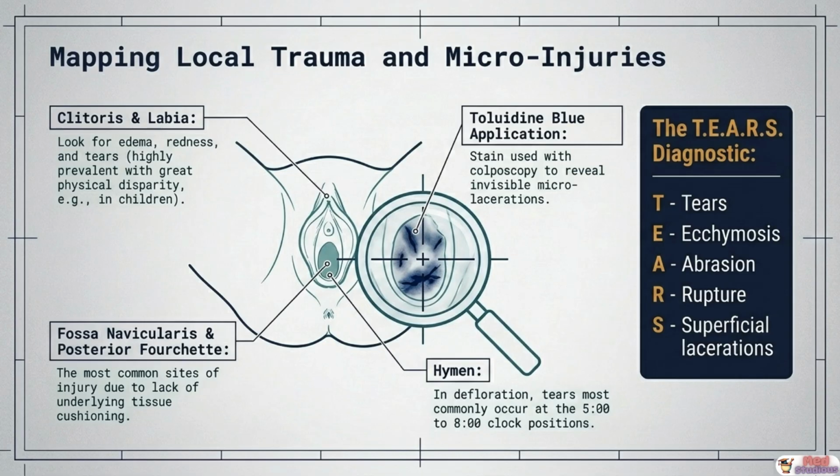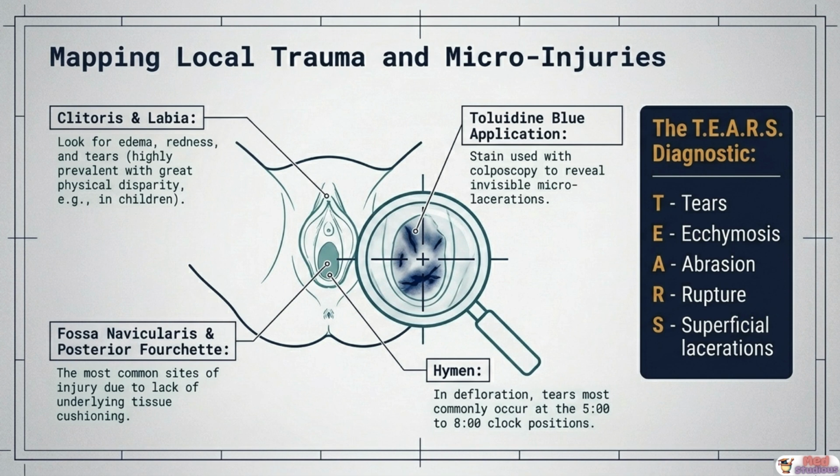These injuries are particularly prevalent and severe when there is significant physical size disparity between the victim and the perpetrator, most critically in pediatric cases, where the anatomical dimensions of the child's genitalia are dramatically mismatched with an adult perpetrator.